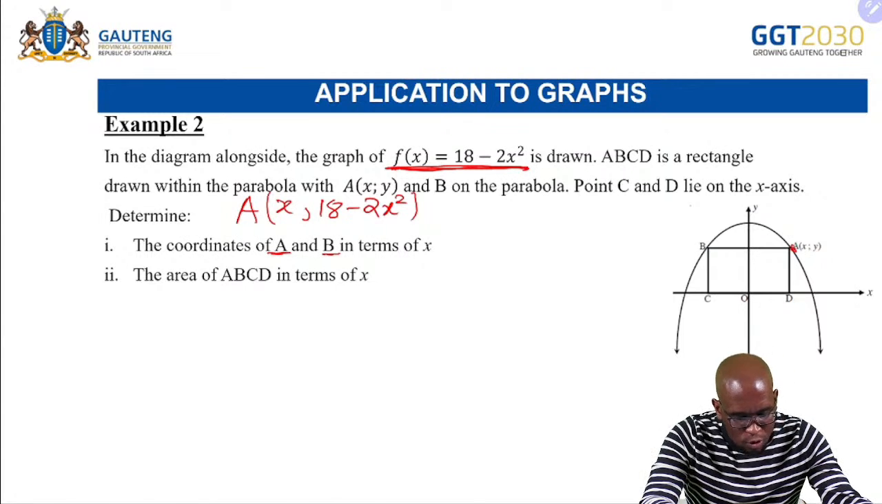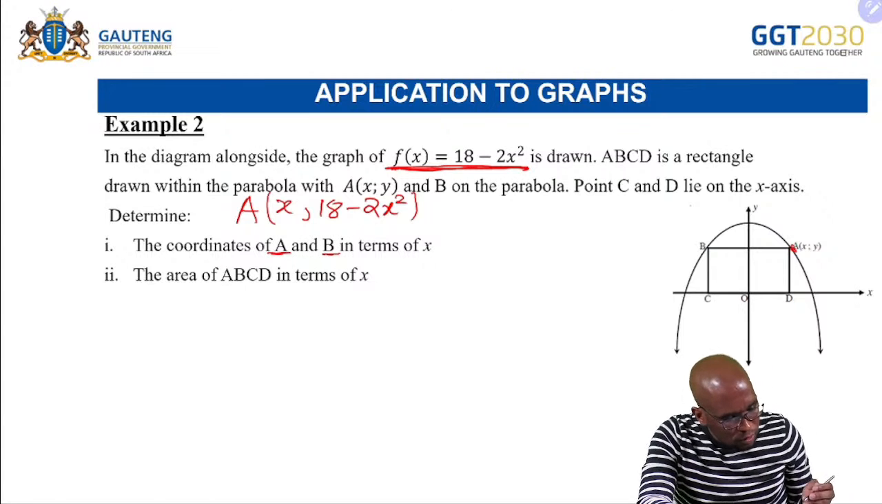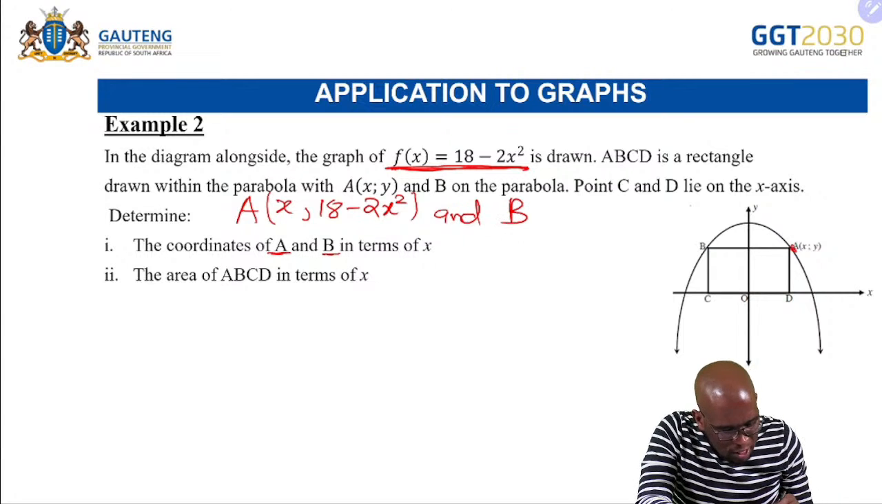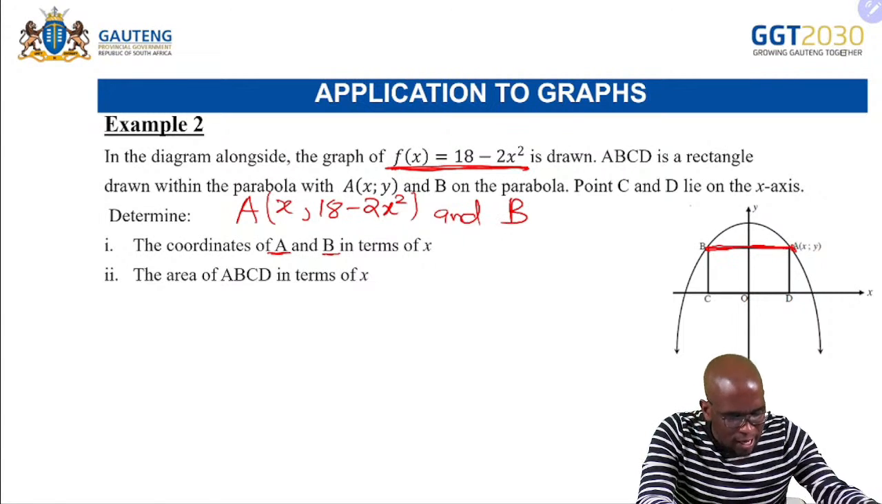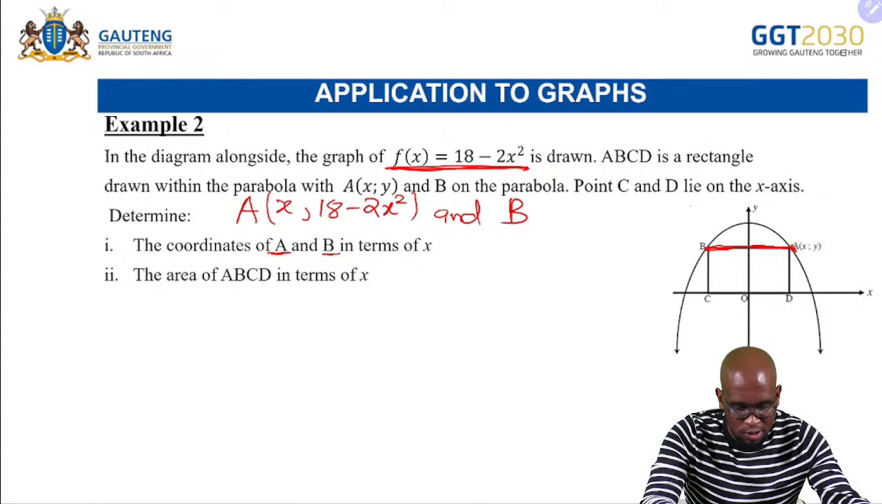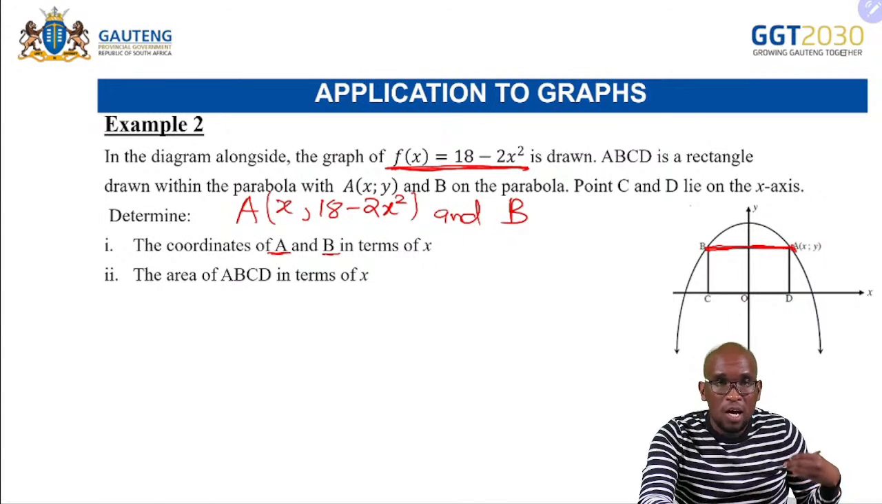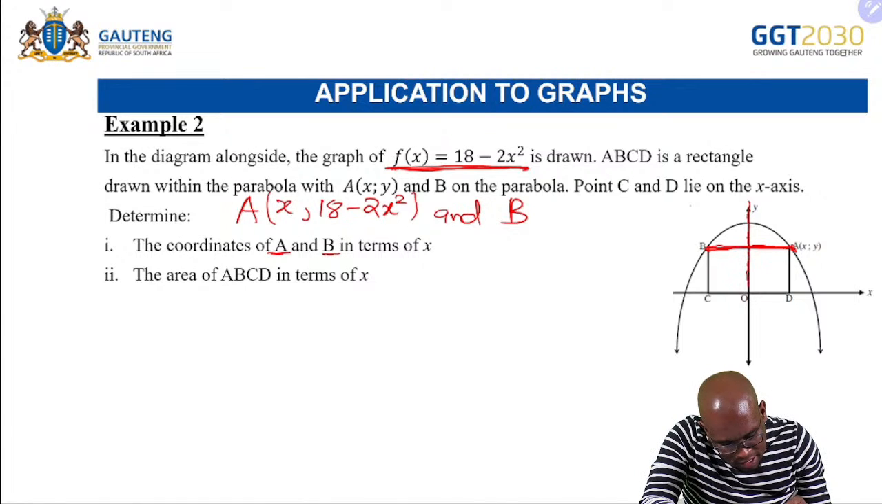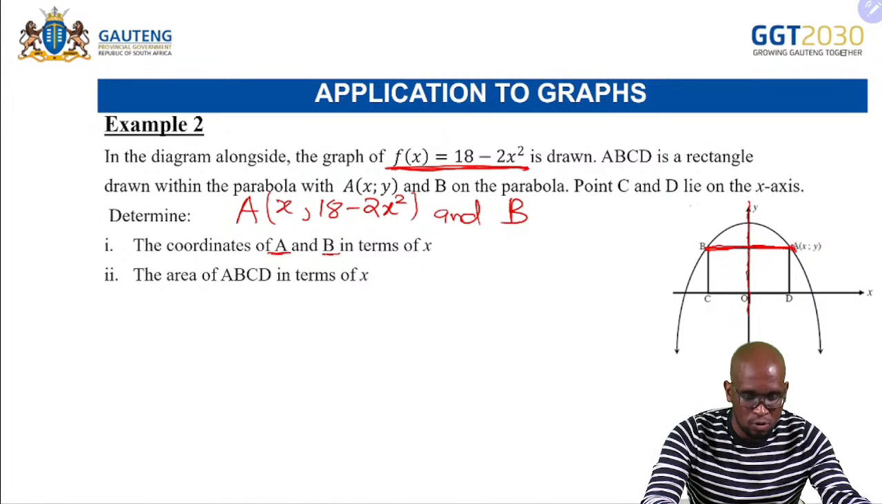Now they want the coordinates of B. If you check B, along the line AB, y does not change. It is only x that changes. Now, how does the x change? If you check, this is a parabolic function, and its axis of symmetry is x is equal to 0.